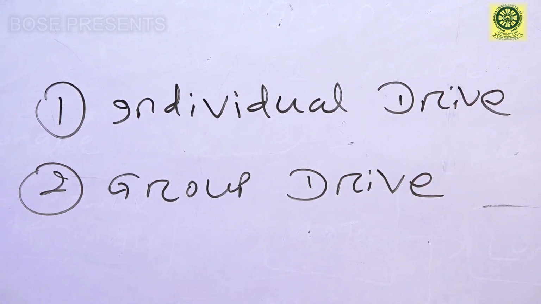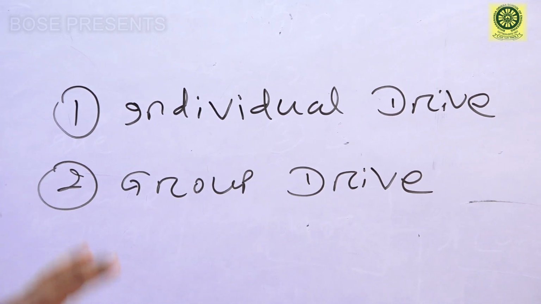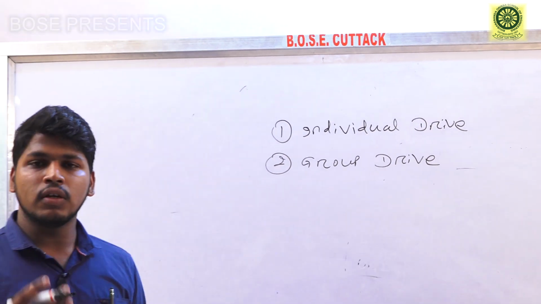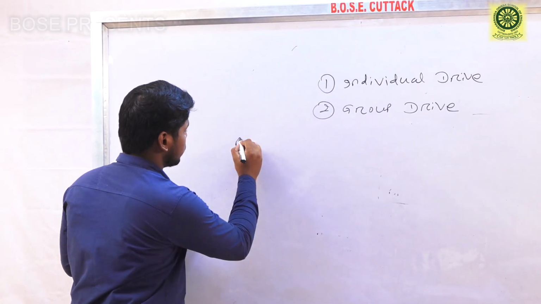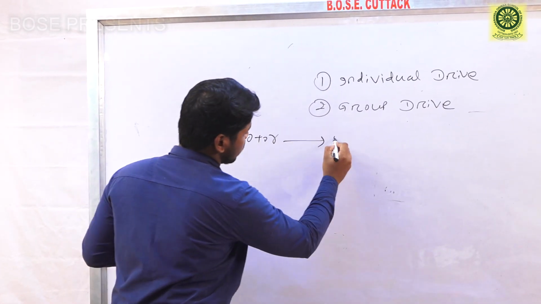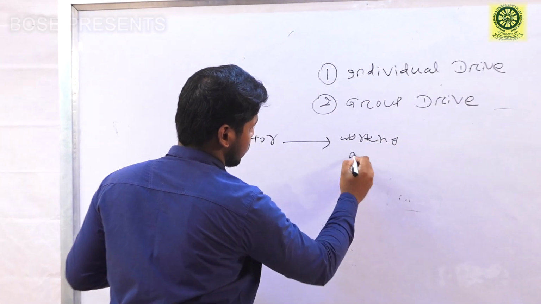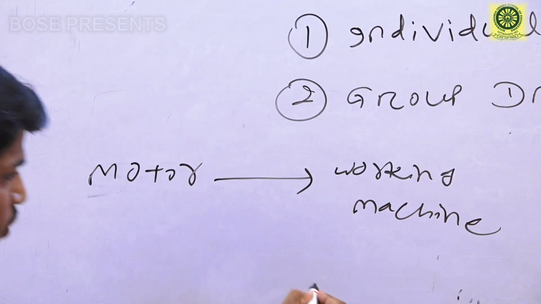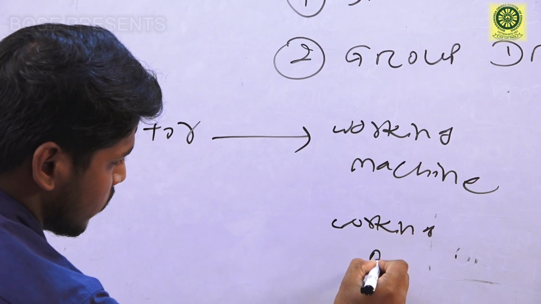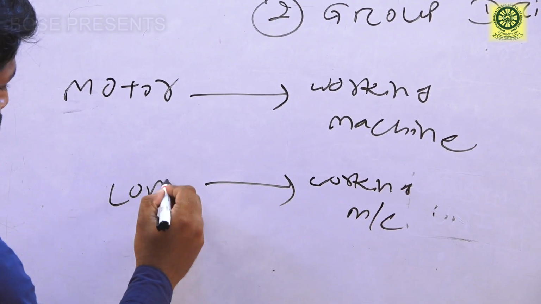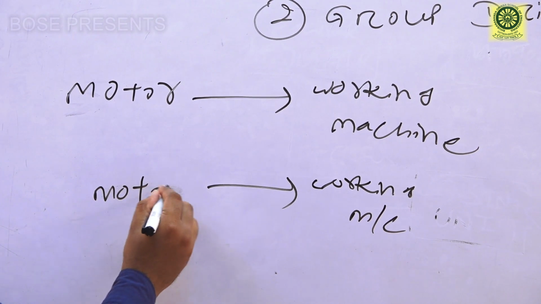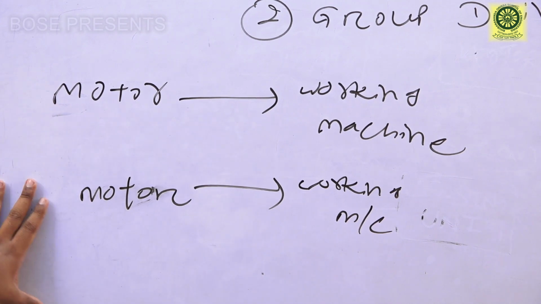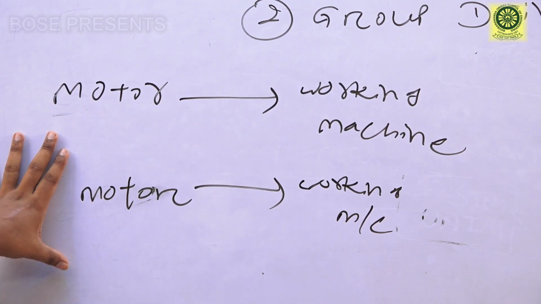The drive means the electric motor and the controlling system. So in case of individual drive, there will be separate or individual electric motors for different working machines. Suppose this is the motor. For this motor there will be a working machine, or we can say a load. And for another working machine there will be another load, another motor. So for different working machines, there will be individual motors. This is called individual drive.